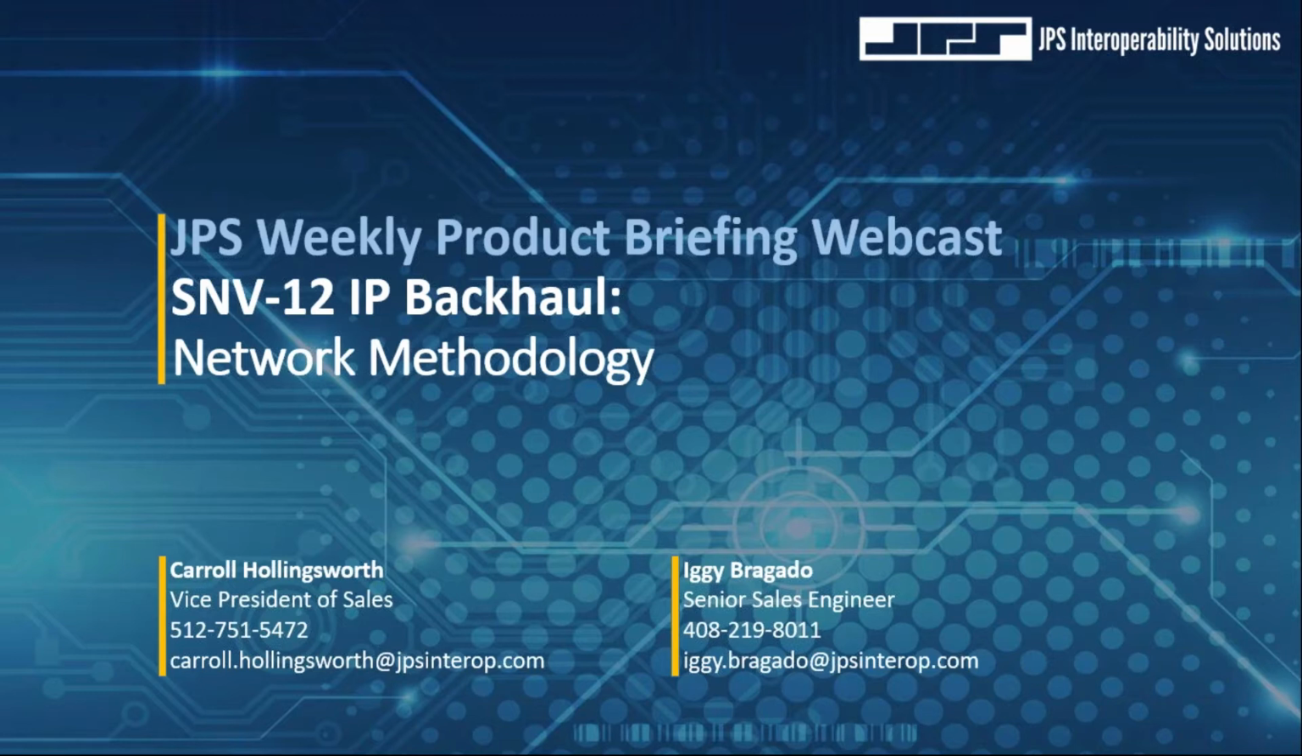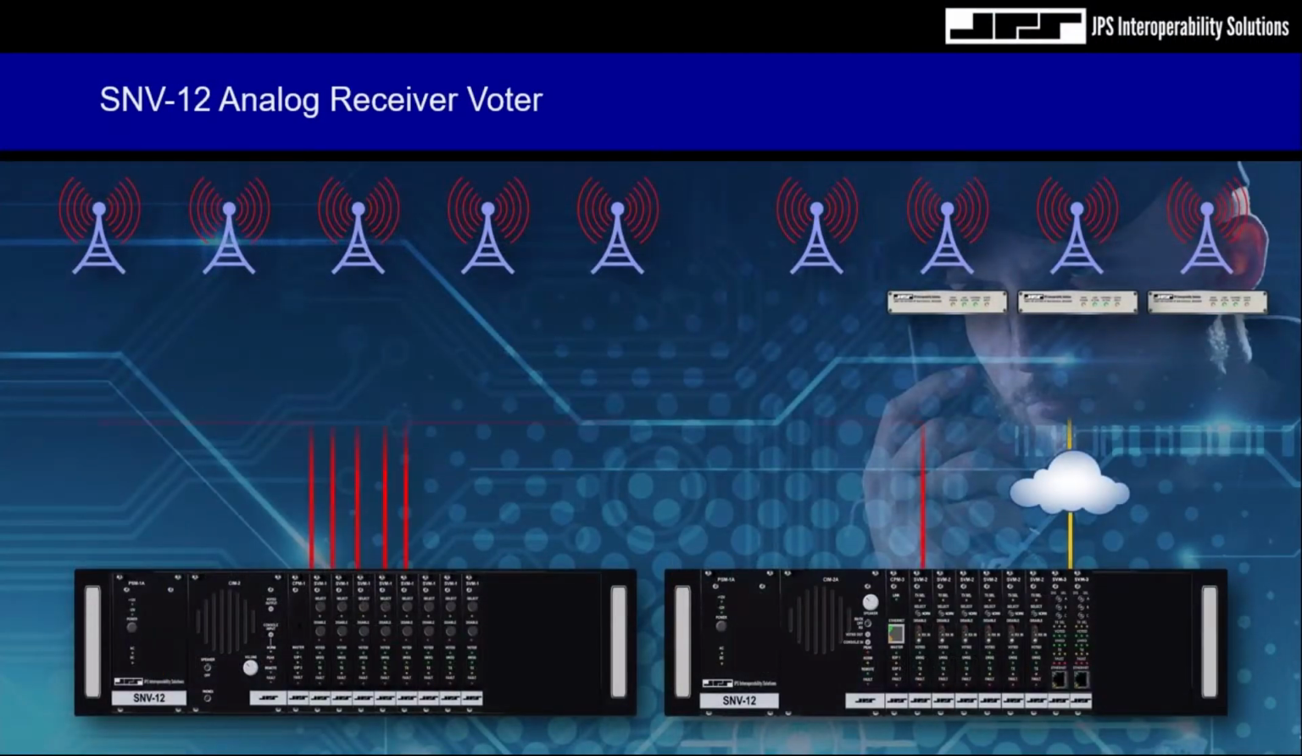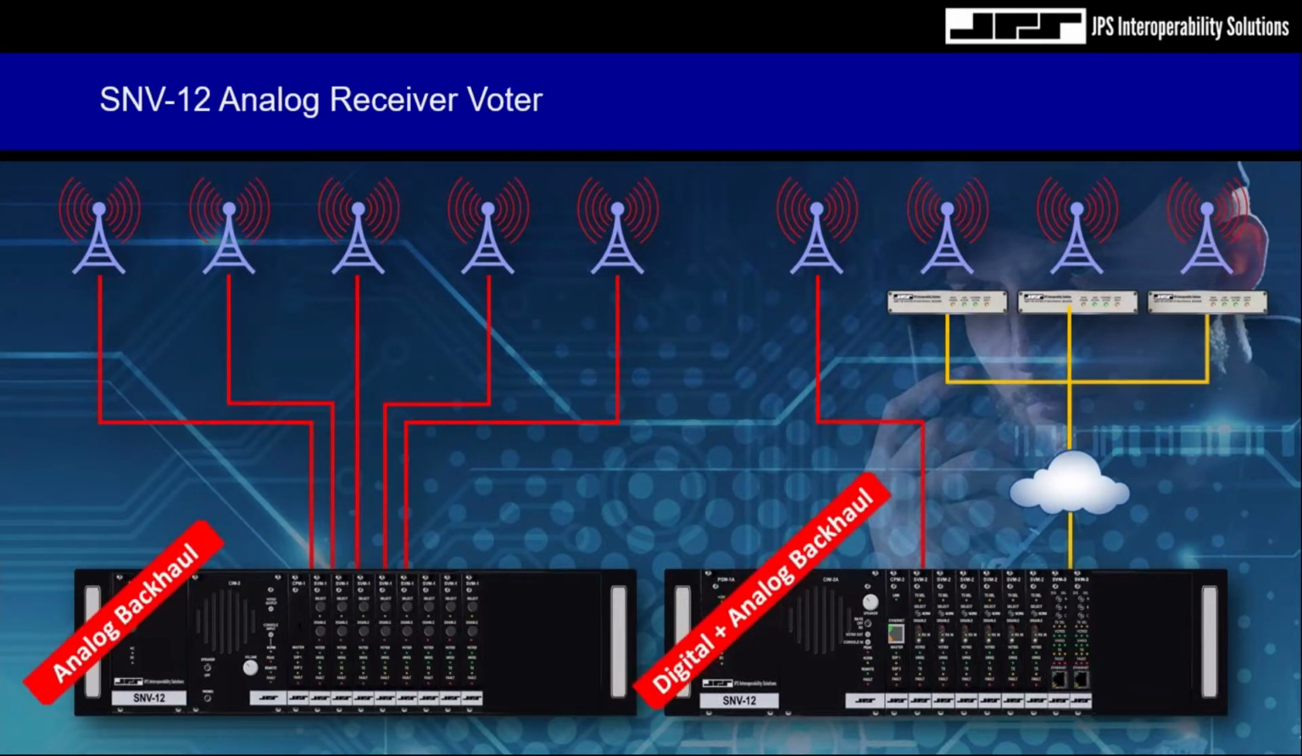Today, Iggy will discuss the latest SNV-12 analog receiver voter IP backhaul network, the methodology of it. This webcast will help us understand the relationship of IP addresses and port values that allow proper transport of receiver and transmitter audio and time synchronization data between the modules within the SNV-12 chassis and the remote QMT IP backhaul modules that are located in the receiver and transmitter sites.